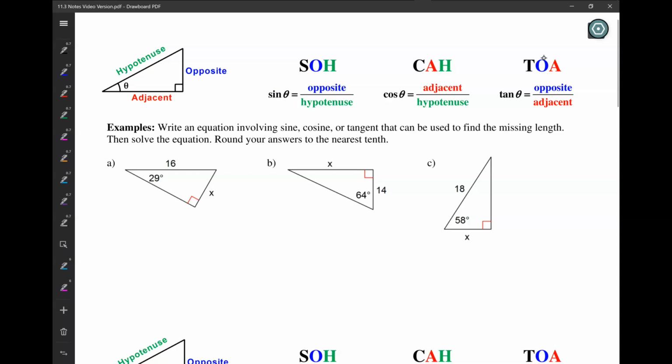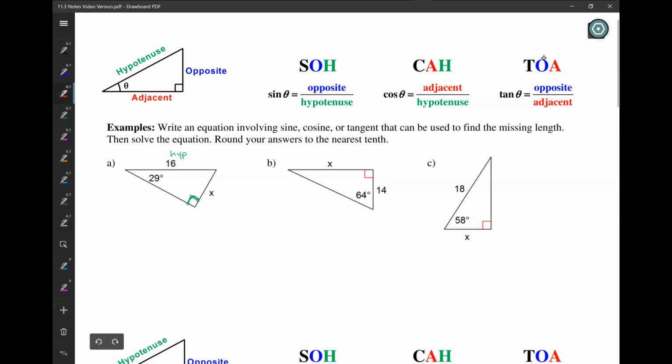So these questions ask me to write an equation involving sine, cosine, or tangent that can be used to find the missing length, and then solve the equation, and to round my answers to the nearest tenth. So the first thing I want to do is label which sides of the triangle I have. I always start by looking for the hypotenuse. Here is my right angle, and across from that is the hypotenuse.